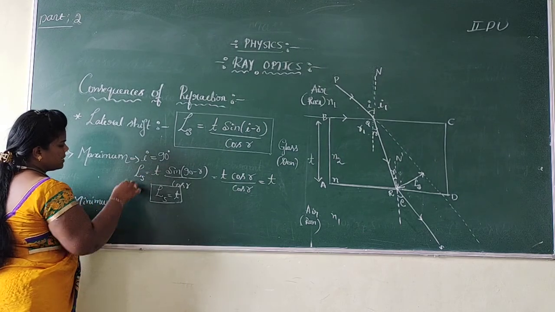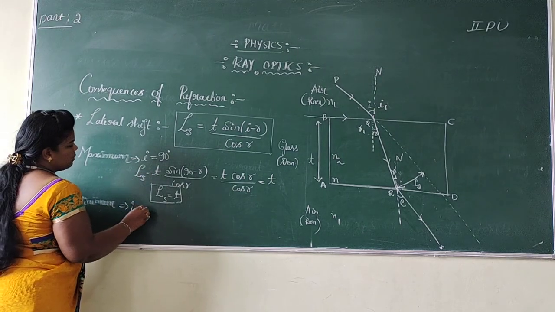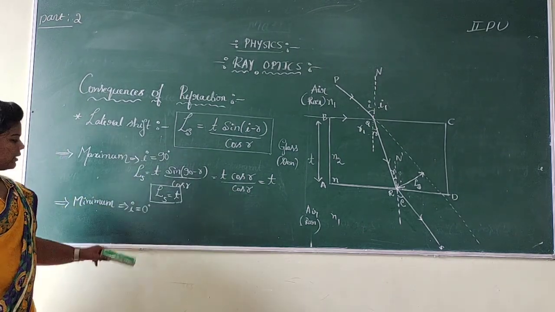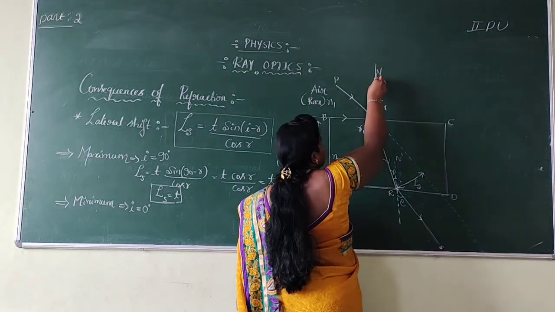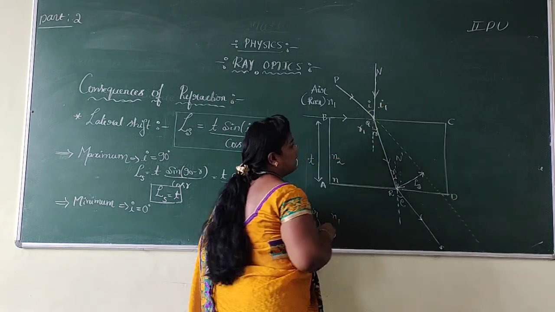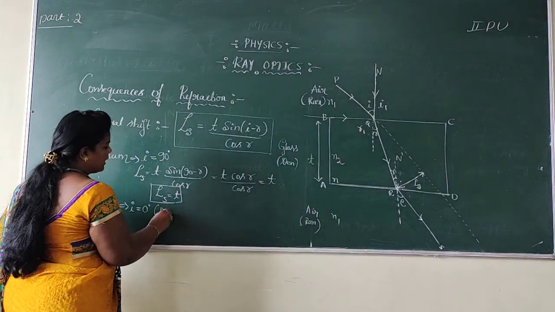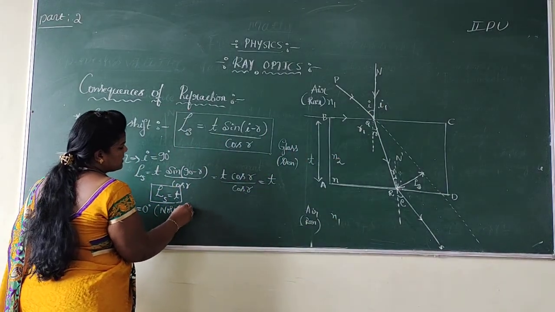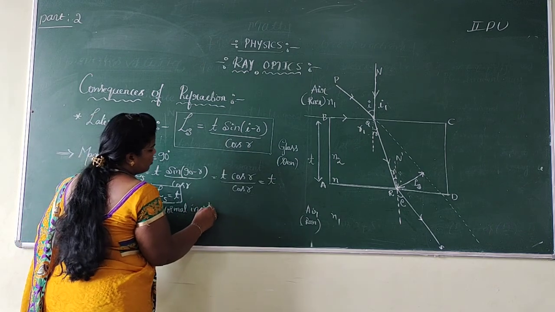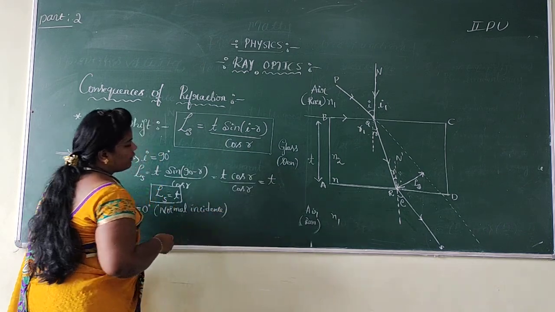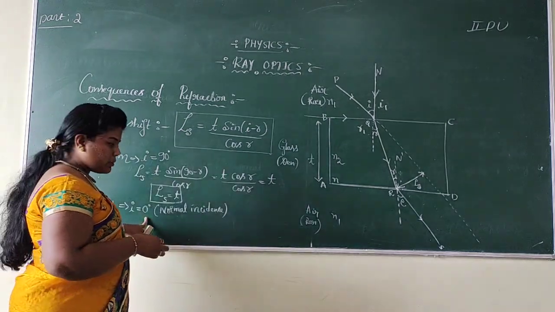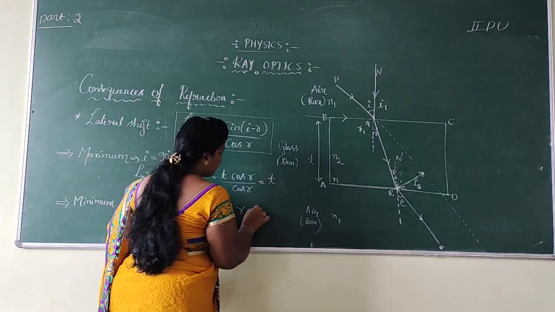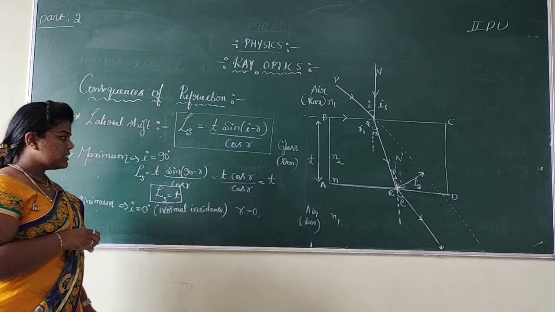For this minimum case, the angle of incidence is equal to 0 degrees. What does this 0 degrees indicate? It means the ray of light is incident along the normal. It means normal incidence. I already told you that for normal incidence, the angle of incidence is 0 and the angle of refraction is also 0.